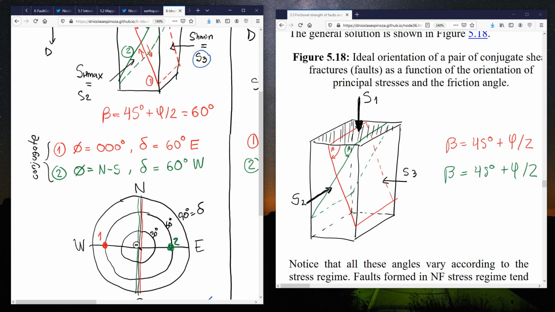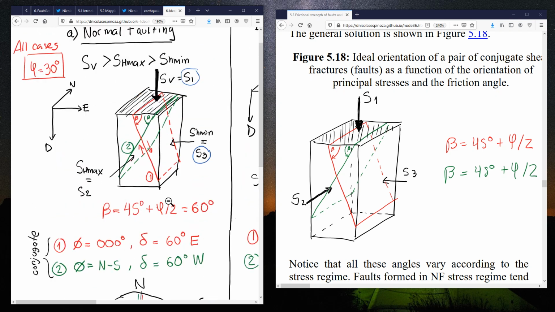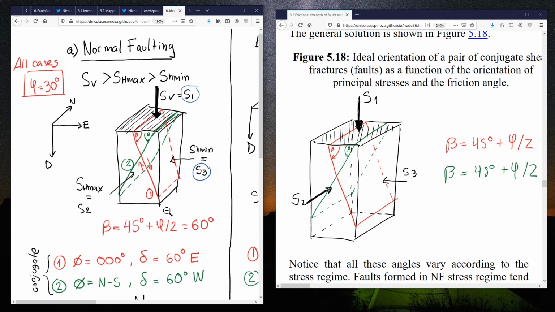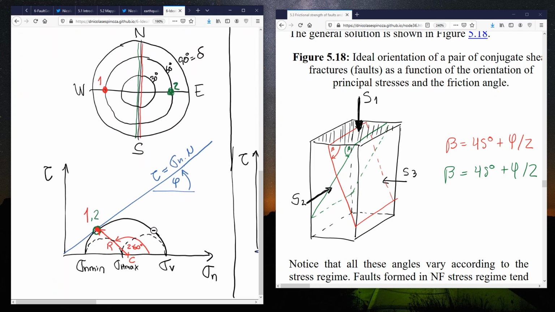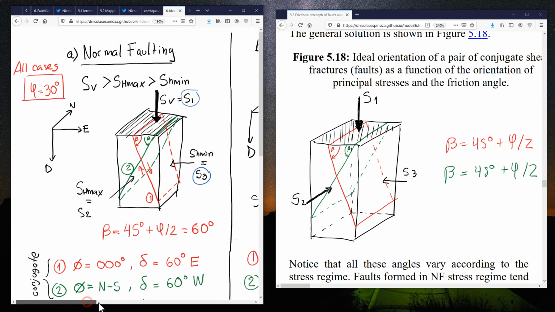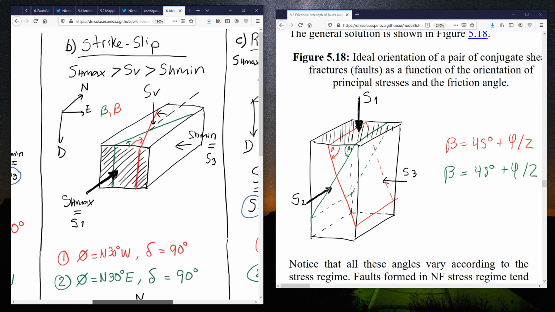Notice again that the strike line entirely depends on the orientation of SH min. And here I have also the Mohr circle, that this fault is happening because it's failure in shear, and this is going to happen at this location. We'll talk more about the Mohr circle later on. Let's go to the strike slip case.